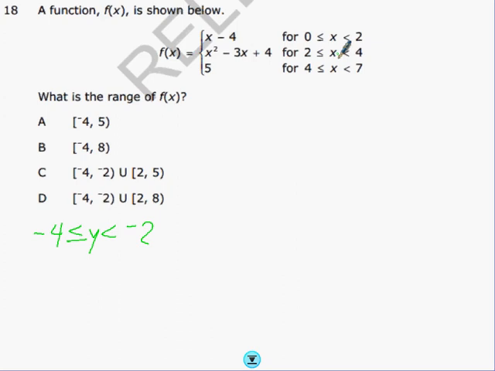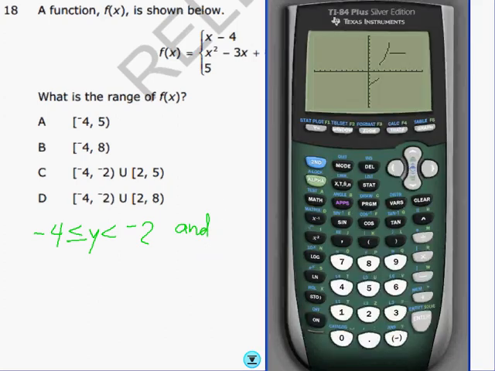So that's part of it. And the other part is, looks like it starts at +2. It goes up to 8. It goes from 2 to 8. This part does not really play in. It doesn't add to it. So 2 to 8.